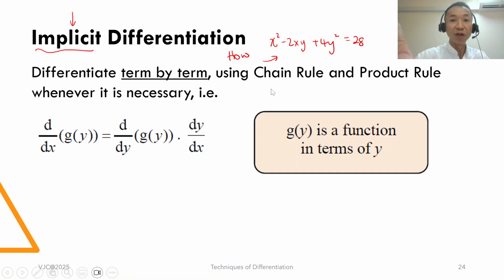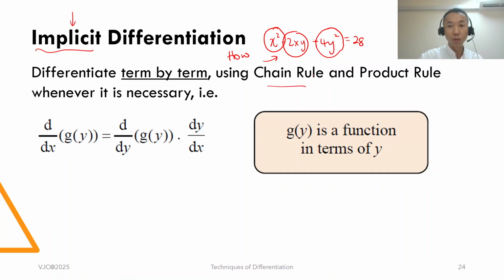Basically, you differentiate term by term. Then you differentiate this first, then differentiate this, then differentiate this. But how do you differentiate all these term by term? The idea is chain rule and product rule, basically. So to generalize it, you differentiate with respect to y first, then multiply by dy dx. I'll give you an example in the next slide.